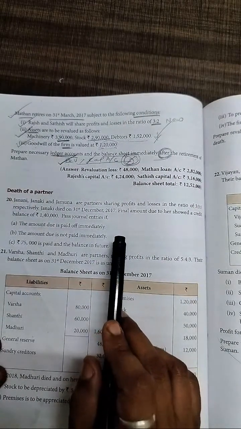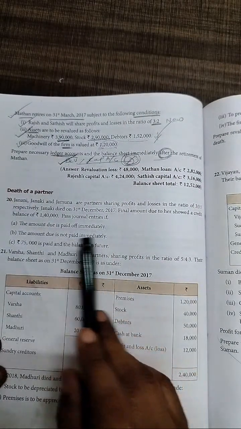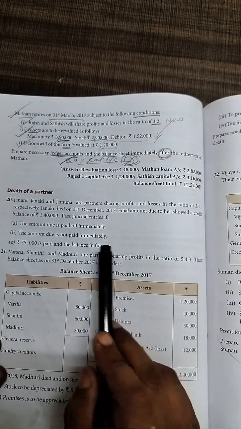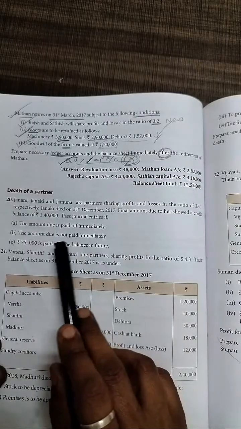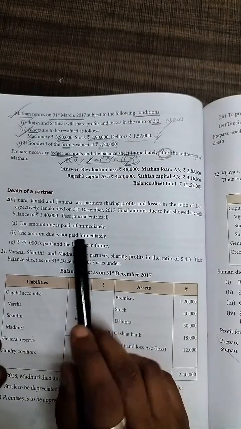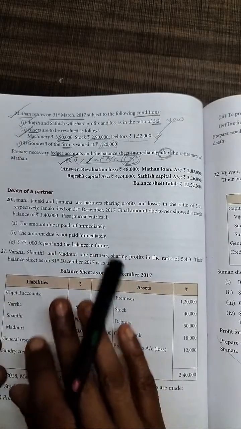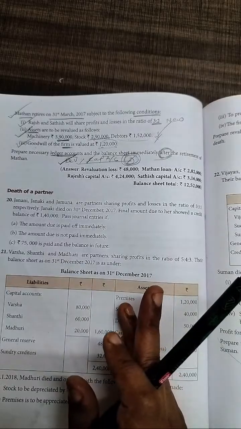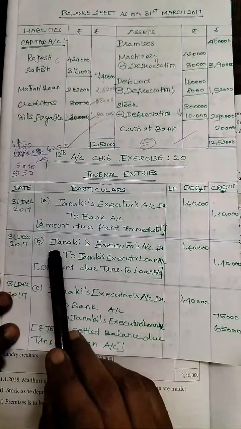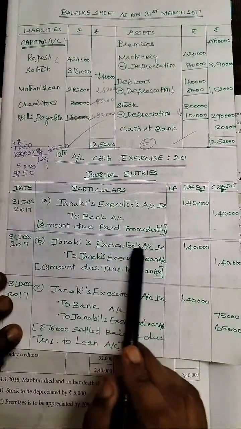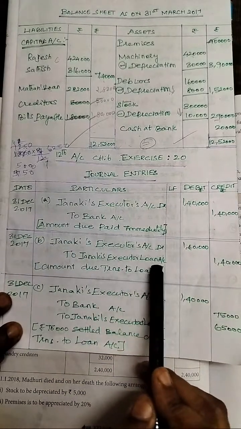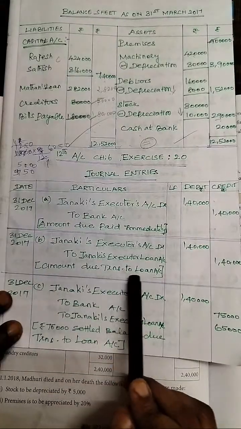Okay, which means Janaki's legal representative provides a loan to the continuing partners. Got it? So if they are not making payment, not making settlement immediately, that 1,40,000 rupees settlement due amount is immediately transferred to the representative partner's loan account. Okay, so for that you are going to pass the journal entry: Janaki's executor account debited 1,40,000 rupees to Janaki's executor loan account. Okay, so the amount due is transferred to the loan account.